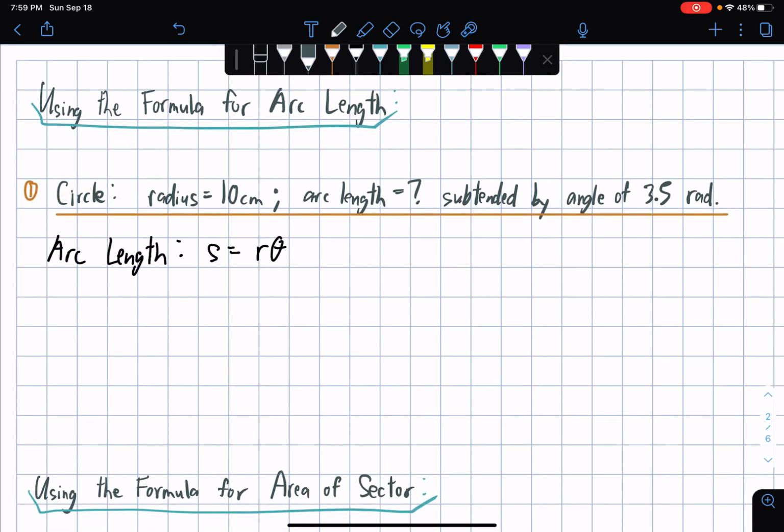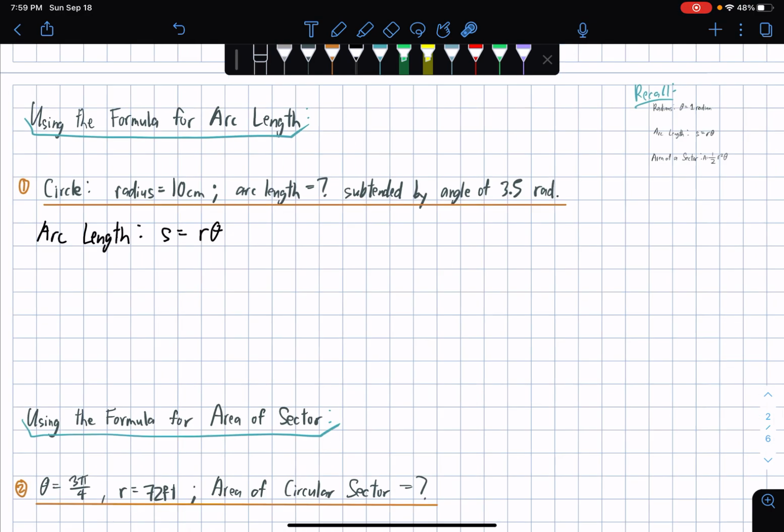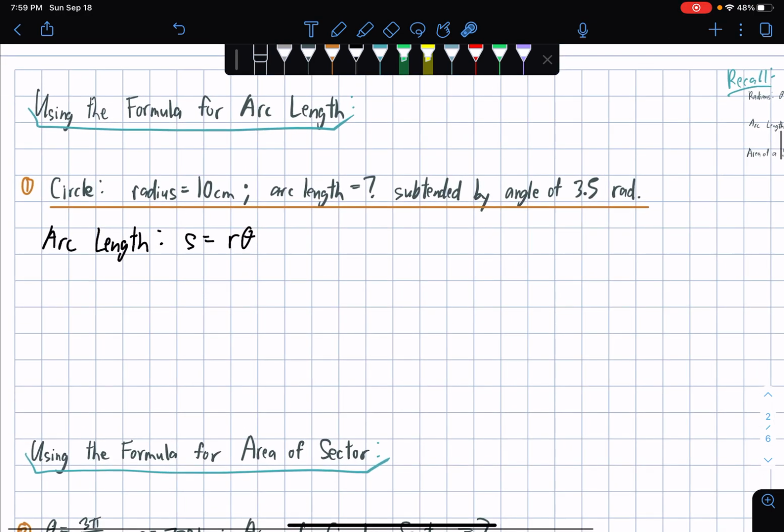Given a circle, the radius is 10 centimeters. So we know the unit is centimeters. The arc length is missing, so that's S, in other words. As you can see here, S, and subtended by the angle of 3.5 radians. You might be wondering why the given is in broken English. I already simplified the problem for you. I wrote it in a simpler way. So all you have to remember is that the radius is 10 centimeters while the angle is 3.5 radians, or theta is 3.5 rad.